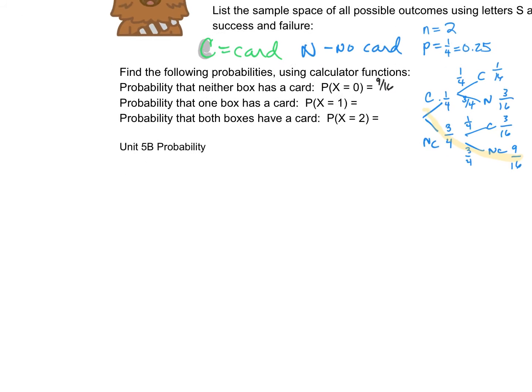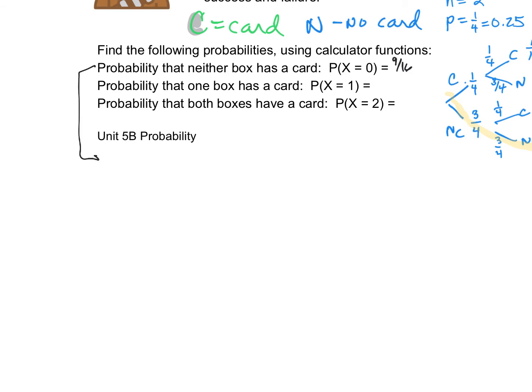So instead, for this first one, let's go down here and do this as a binomial PDF. So where do we find PDF? Second vars, right? Go down. So second vars, we're going to go all the way down. How many trials?